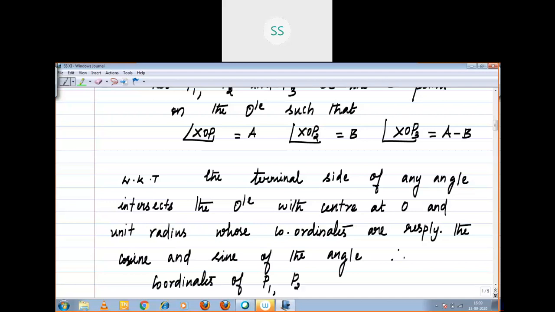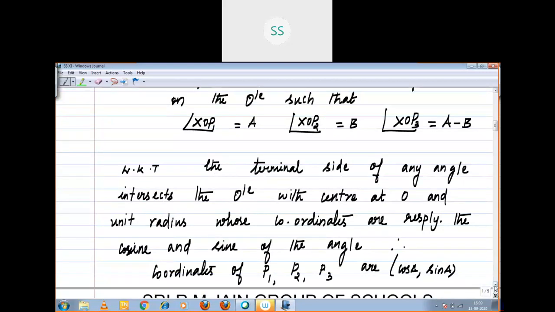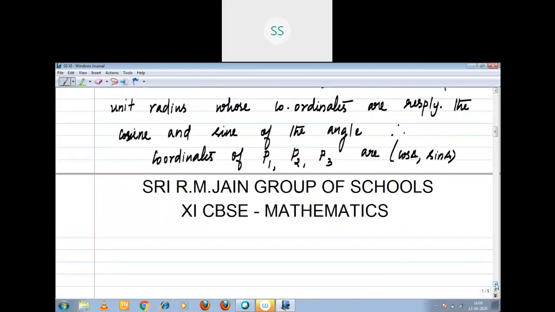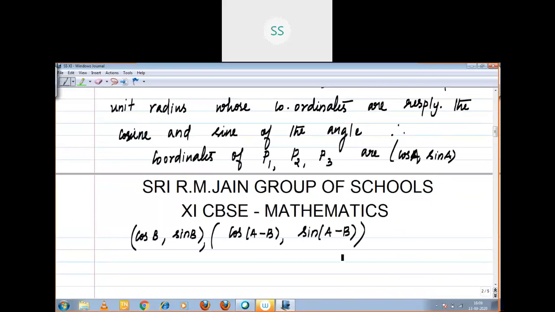Therefore, the coordinates of P1, P2, P3 are: first one what I took, cos A, sin A. Next coordinate, cos B, sin B. And P3, what I say, cos(A minus B), sin(A minus B). Got it, children? Say yes or no?